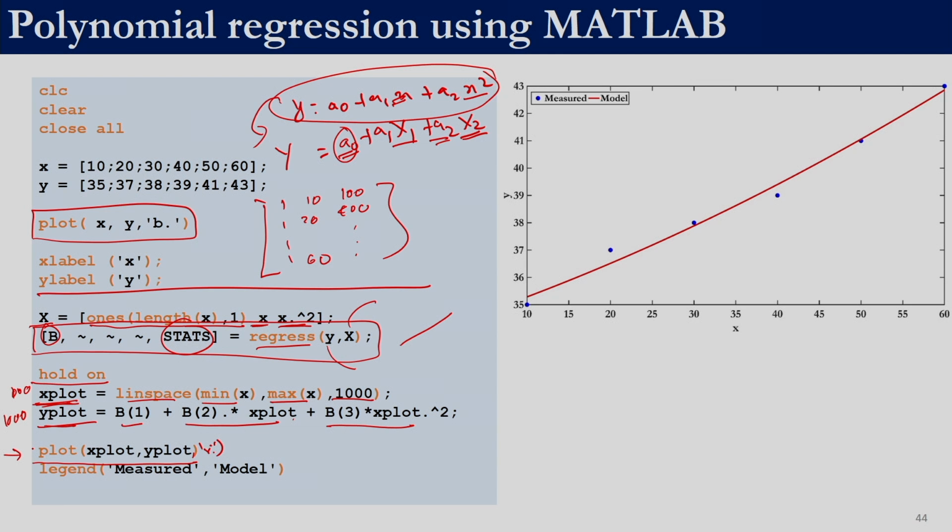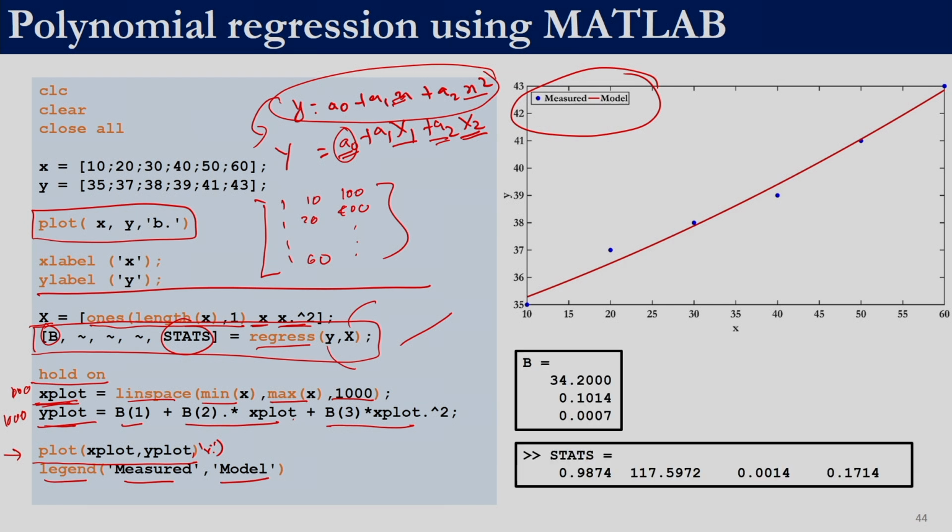Similarly, like last time we did legend, first we had plotted the measured values, so we give measured, and then we plotted the model. So, we give measured comma model. So, we will get this legend also over here.